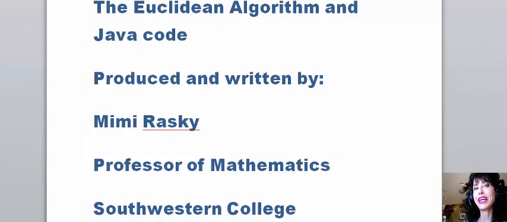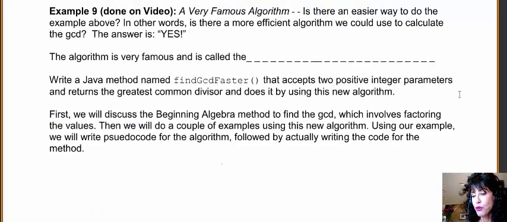Welcome to another fantabulous Java programming lecture on the Euclidean algorithm with me, Professor Mimi Rasky. This is going to be a fun time today, so I hope that you'll join me in discovering a really cool way to find the greatest common divisor of two integers. This is a very famous algorithm, and the name of it is called the Euclidean algorithm.